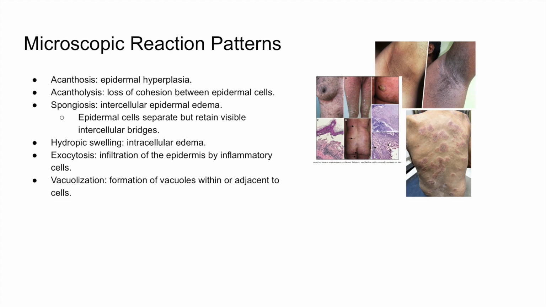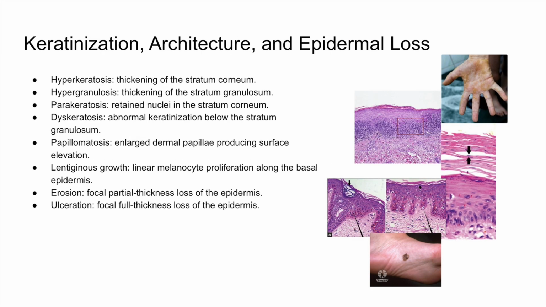And then you have exocytosis, meaning inflammatory cells have migrated into the epidermis, while vacuolization describes vacuoles forming within or next to the injured cells, often near the dermo-epidermal junction. So these findings are patterns of injury, so they must be interpreted alongside the clinical presentation and the rest of the biopsy.